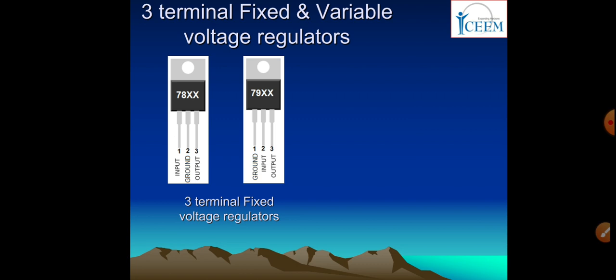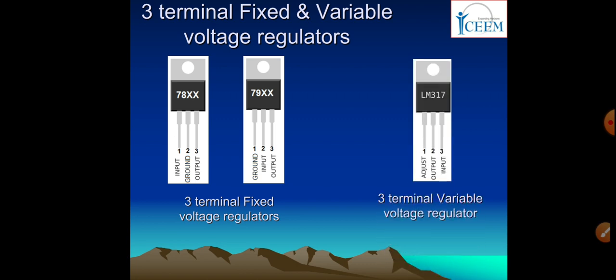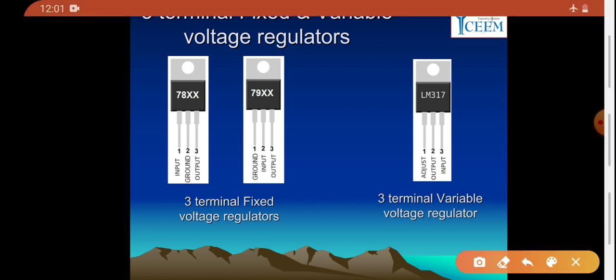Now, three terminal fixed and variable voltage regulators. Here you can see there are three ICs. IC stands for integrated circuits. This one is the 78XX series, 79XX series, and LM317 series. These two are three terminal fixed voltage regulator ICs. You can see there are three terminals, 1, 2, 3. In the first one, pin number 1 is input, 2 is ground, and 3 is output. In the second one, the pin numbers are a little different. 1 is ground now, 2 is input, and 3 is output.